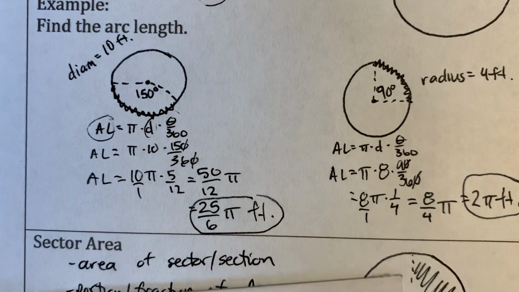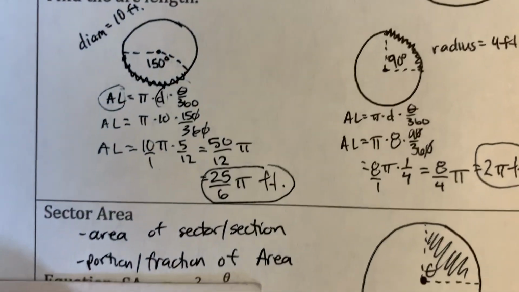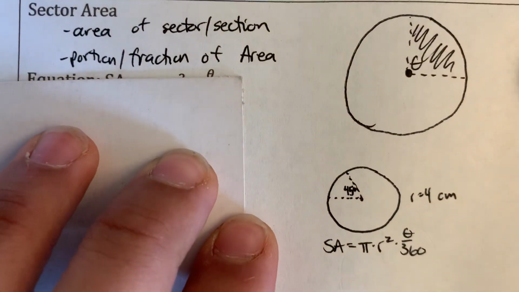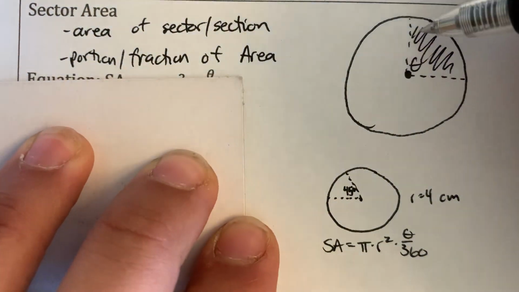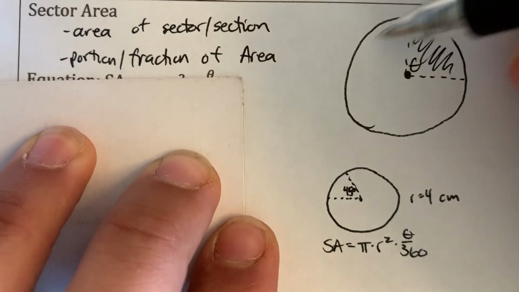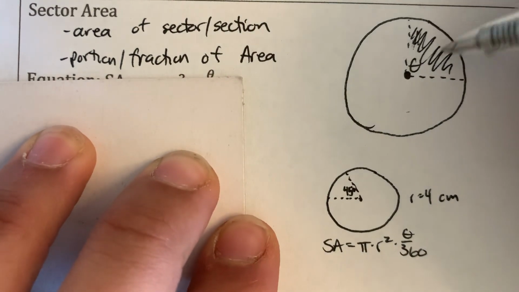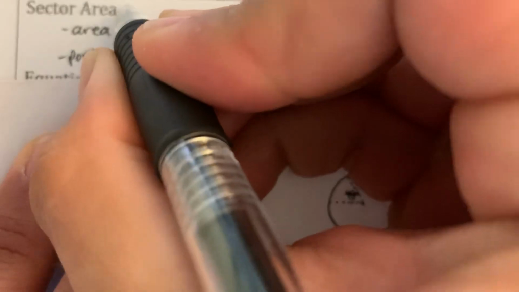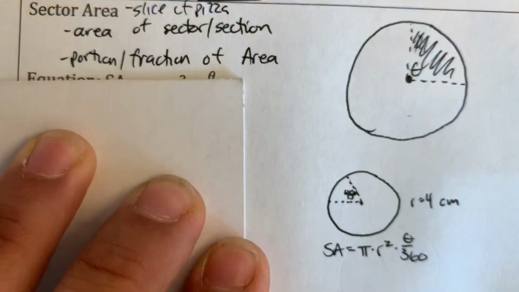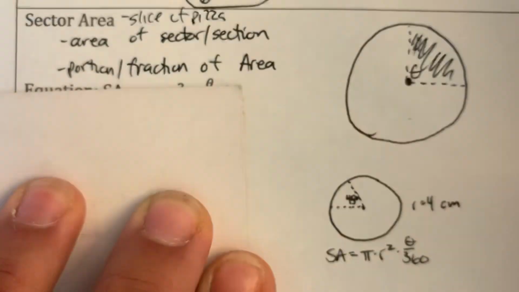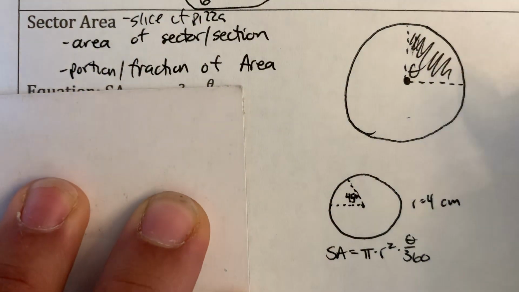And now we have sector area. I'm sure you guys would be able to guess what the sector area is. It's just going to be the area of a sector or the section. So instead of getting the entire area, it's just the area of this slice of pizza, right? It's like the cheese part or everything part. So it's the area of a sector or section, but it's just a fraction of that.